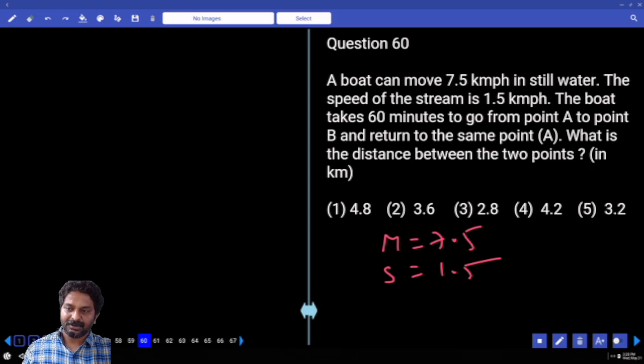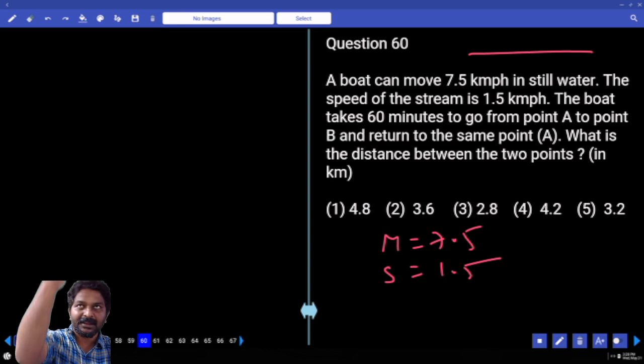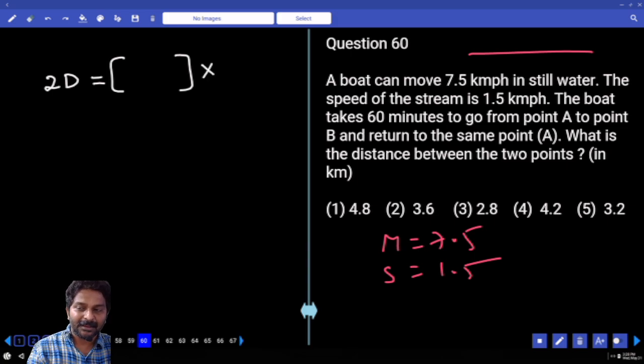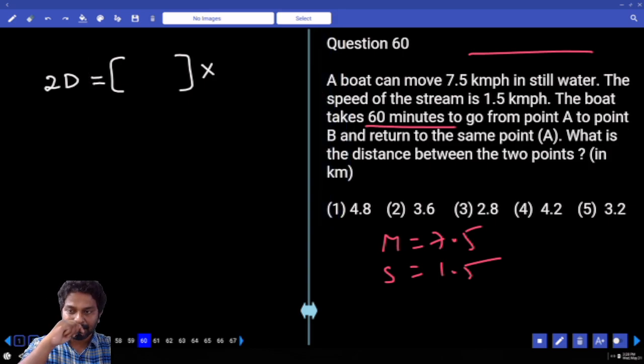Okay, distance between 2 points, right? If the onward direction is D, the return direction is also D. That means total distance covered is 2D. That must be equal to total speed multiplied by total time only. I am taking D in kilometers. Speeds are already given in kilometers per hour, so time must be in hours. How much time is it taking? That means 1 hour only.